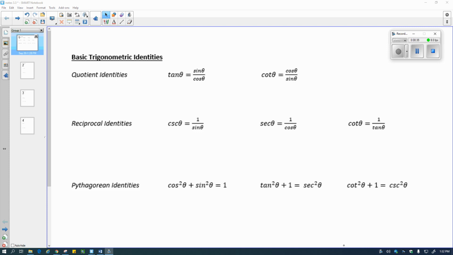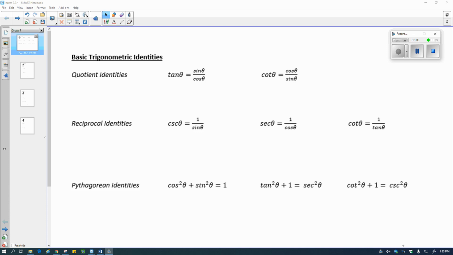Then we have the reciprocal identities, the trig functions that are reciprocals of each other. So cosecant is 1 over sine. Sine is 1 over cosecant. They are reciprocals of each other. Secant is 1 over cosine. Cosine is 1 over secant. And cotangent is 1 over tangent. Tangent is 1 over cotangent. They can be written both ways there. Those are the reciprocal functions.